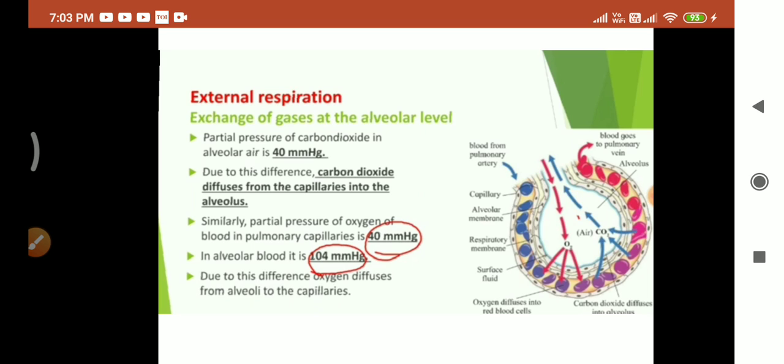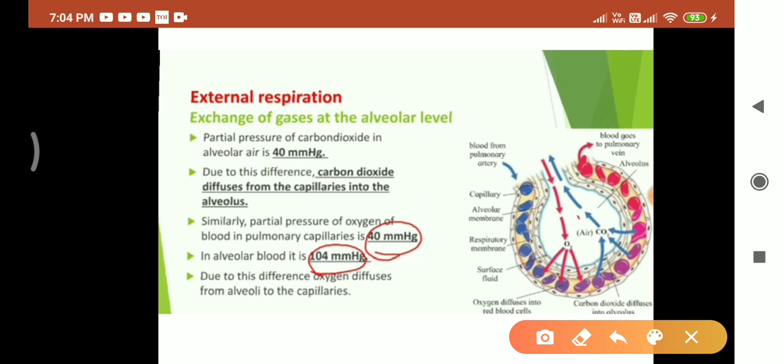What is important over here? There is the partial pressure. The difference between the partial pressure in alveoli and blood capillaries is what starts the mechanism of diffusion of carbon dioxide, right? Similarly, when we see oxygen, what is the difference? Here the partial pressure of oxygen of the blood in the pulmonary capillaries is 40 mmHg.